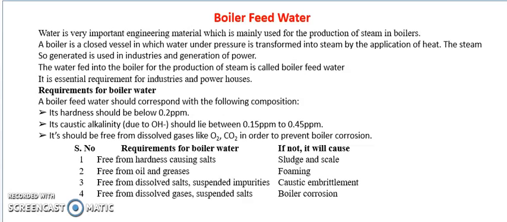Now the requirements of boiler feed water. A boiler feed water should correspond with the following composition. Its hardness should be below 0.2 ppm. Its caustic alkalinity due to hydroxide ion should lie between 0.15 to 0.45 ppm. It should be free from dissolved gases like oxygen and carbon dioxide in order to prevent boiler corrosion.